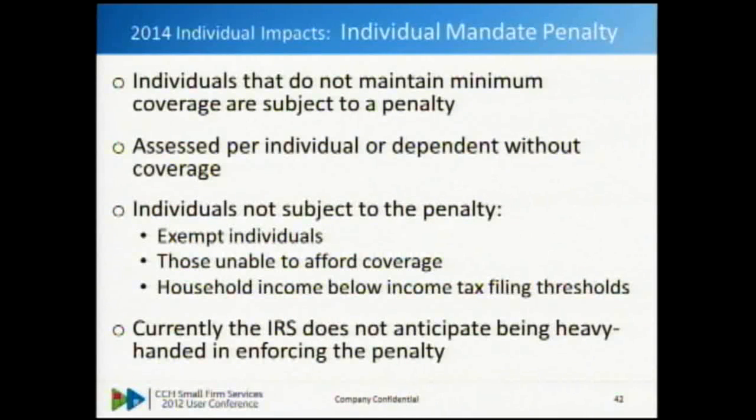And household income is below the income tax filing thresholds. Now, did anybody hear soon-to-be Acting Commissioner Steve Miller? He testified before Congress a few months ago saying at this time the IRS does not anticipate being heavy-handed in enforcement, but we really don't know what enforcement on the mandate or the penalty is going to look like right now.